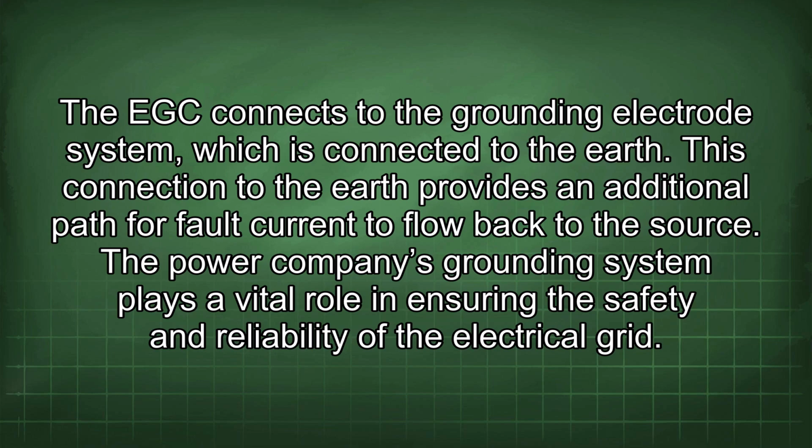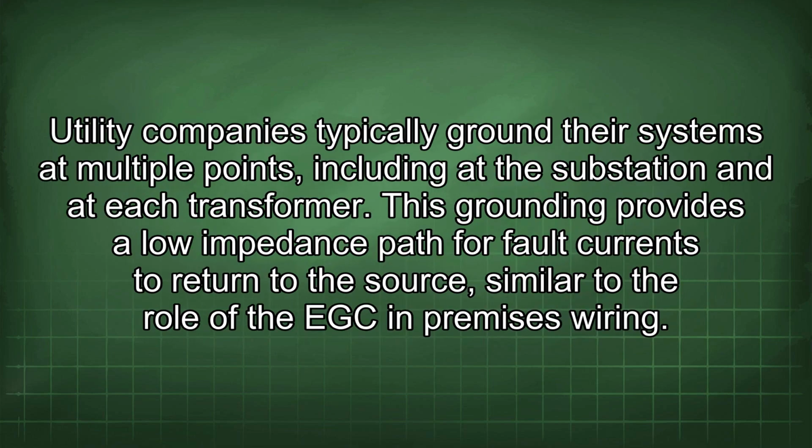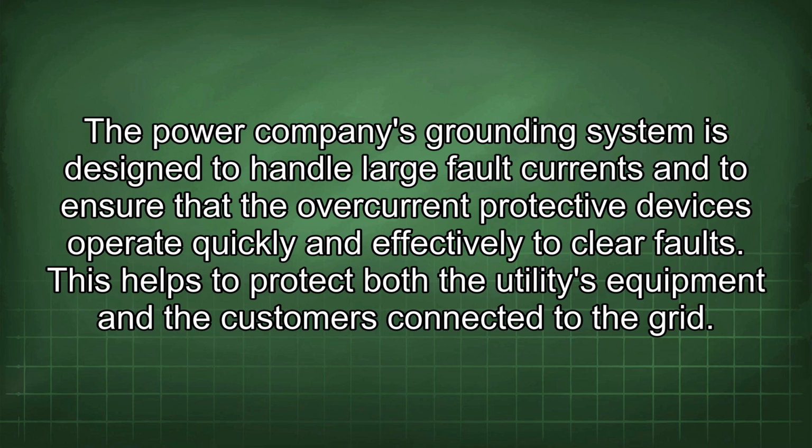The power company's grounding system plays a vital role in ensuring the safety and reliability of the electrical grid. Utility companies typically ground their systems at multiple points, including at the substation and at each transformer. This grounding provides a low impedance path for fault currents to return to the source, similar to the role of the EGC in premises wiring. The power company's grounding system is designed to handle large fault currents and to ensure that the overcurrent protective devices operate quickly and effectively to clear faults. This helps to protect both the utility's equipment and the customers connected to the grid.